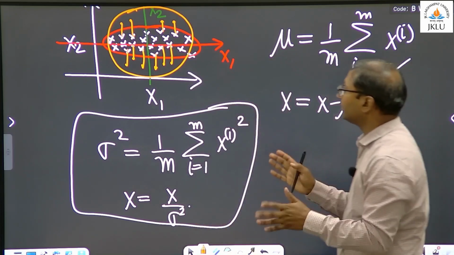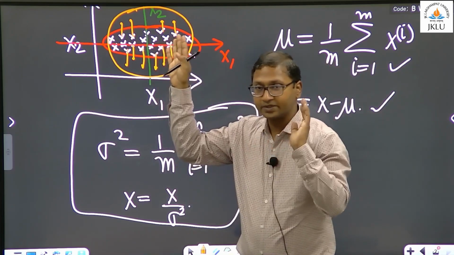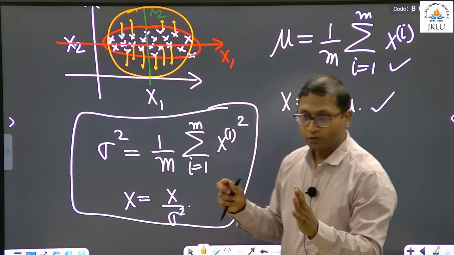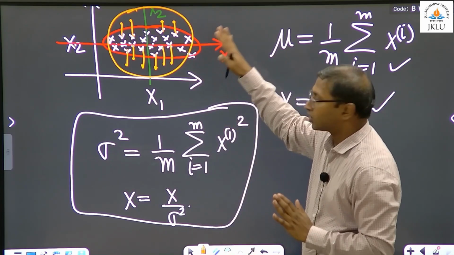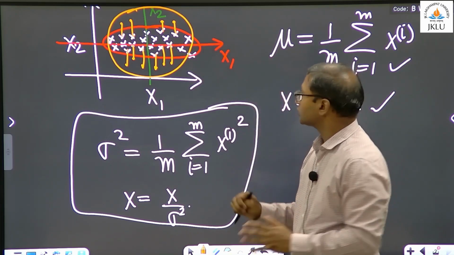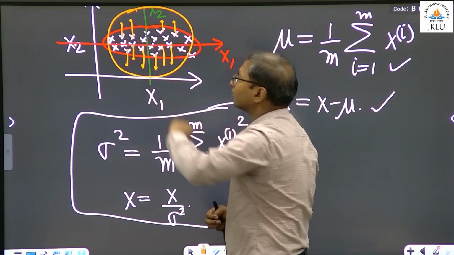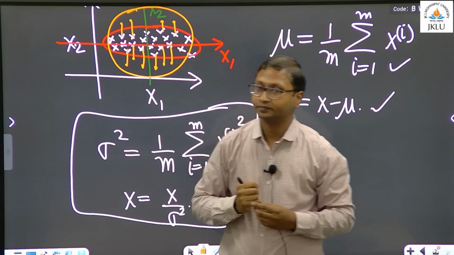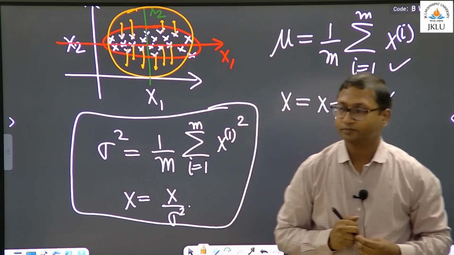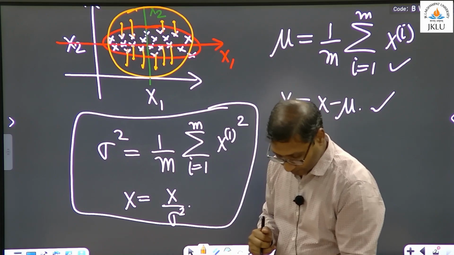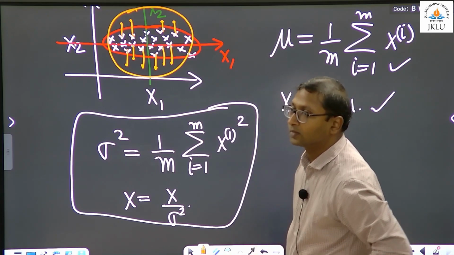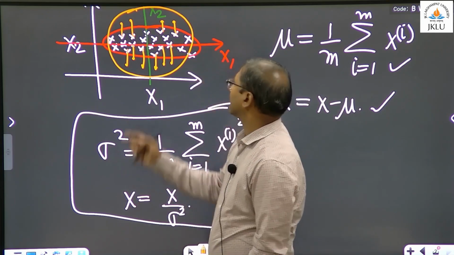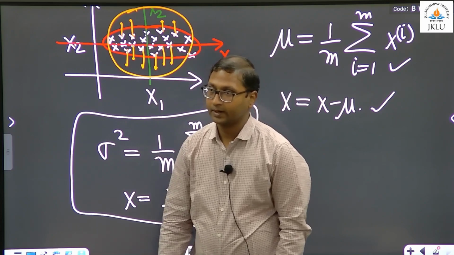Same data, but now you are representing it in a different form. Now you have comparable variances in both directions. So the representation of the data looks more circular than an elliptical one, with a little bit of change in this direction as well.